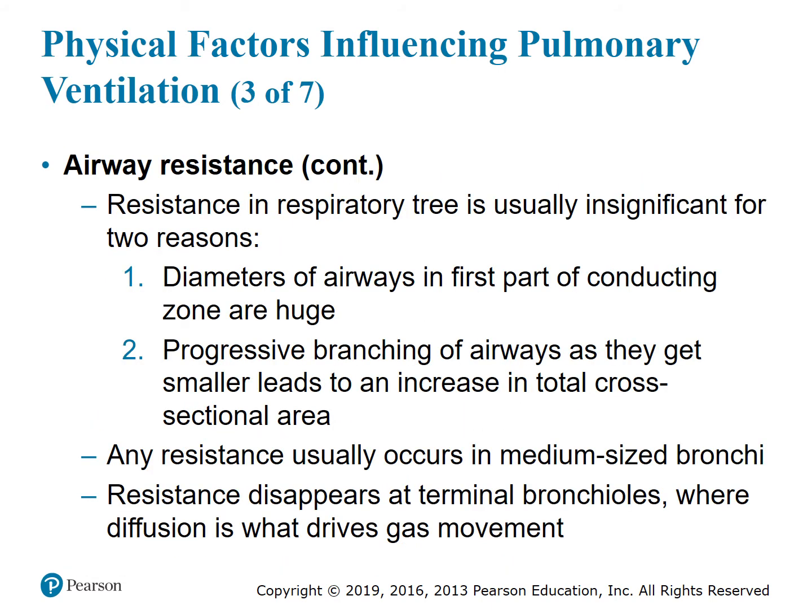Resistance in the respiratory tree is usually insignificant for two reasons. The first reason is that the diameters of the airways in the first part of the conducting zone are huge, and second, the progressive branching of airways as they get smaller leads to an increase in the total cross-sectional area. Any resistance usually occurs in the medium-sized bronchi. Resistance disappears at terminal bronchioles, where diffusion is what drives gas movement.